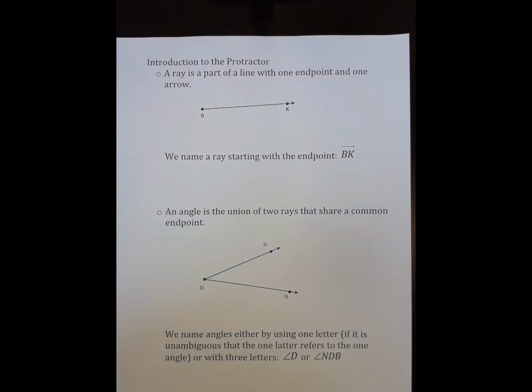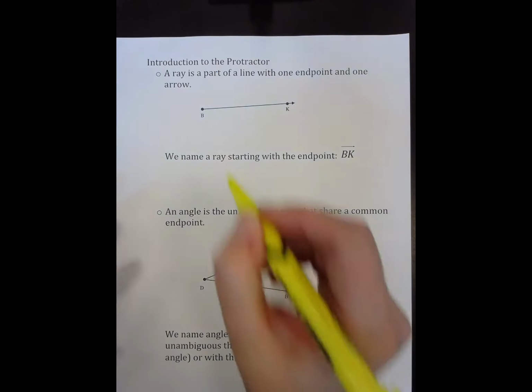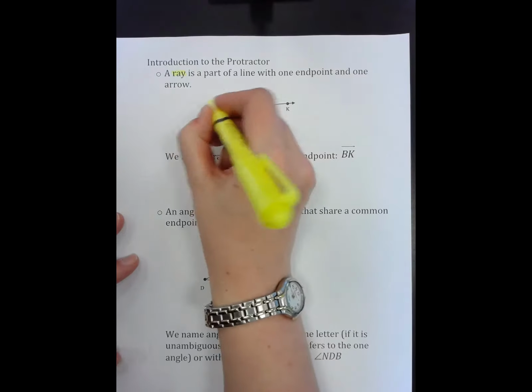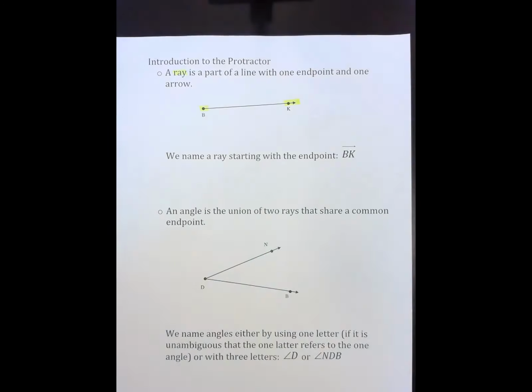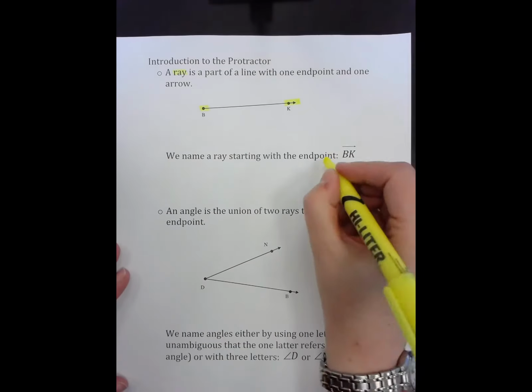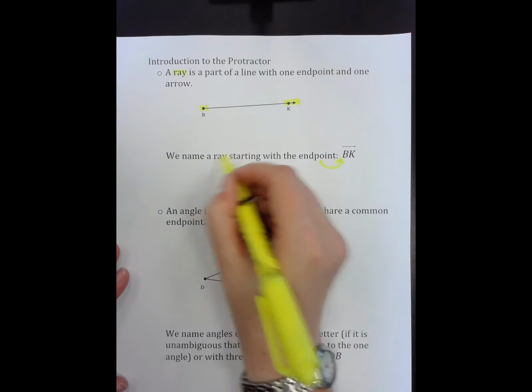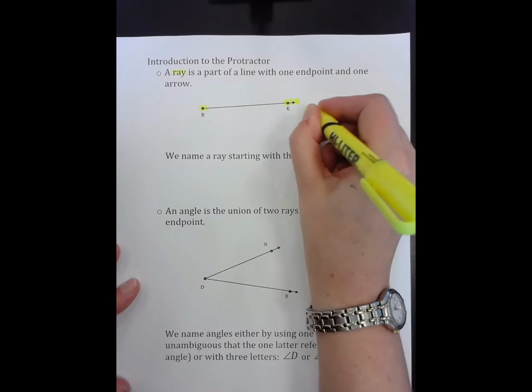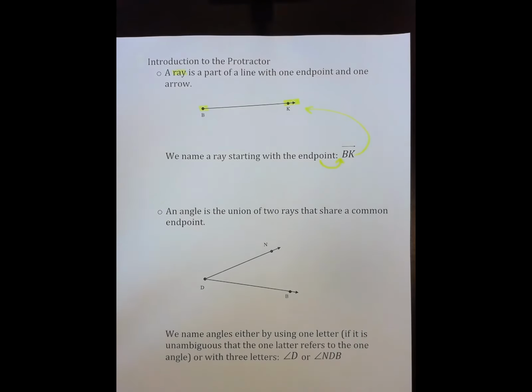These notes are an introduction to a protractor. We're going to first start off with a bunch of definitions. The first is ray. A ray is a part of a line where there's an endpoint and an arrow. And we name our ray starting with the letter that is at the endpoint and ending with the letter that is at the arrow. An angle is a union of two rays that share a common endpoint.